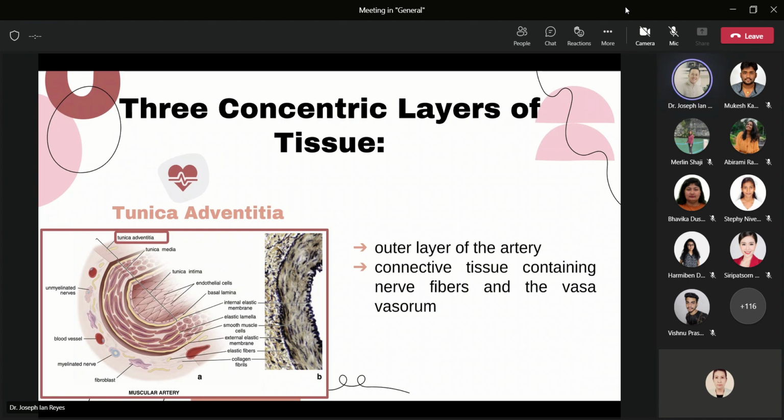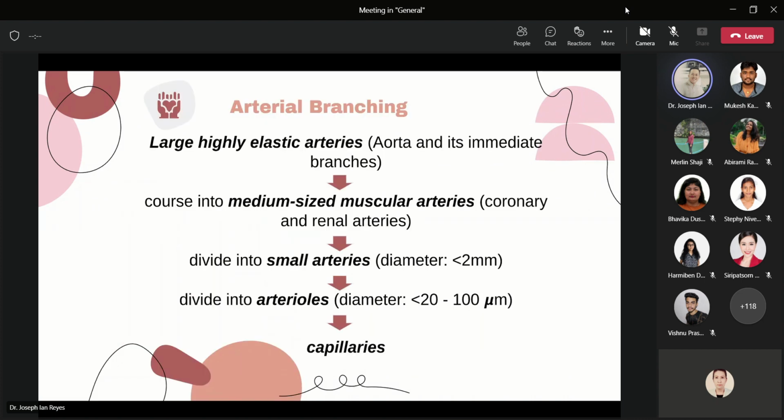Okay, so those are the three layers of your tissue. So now we go to arterial branching. Arteries must respond to the variations in cardiac output in our body, right? If we review our anatomy, there would be a difference in size.